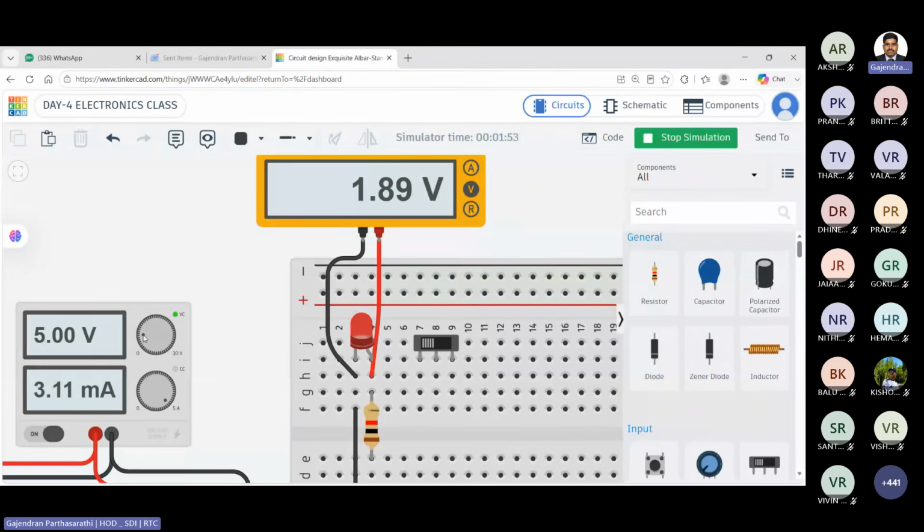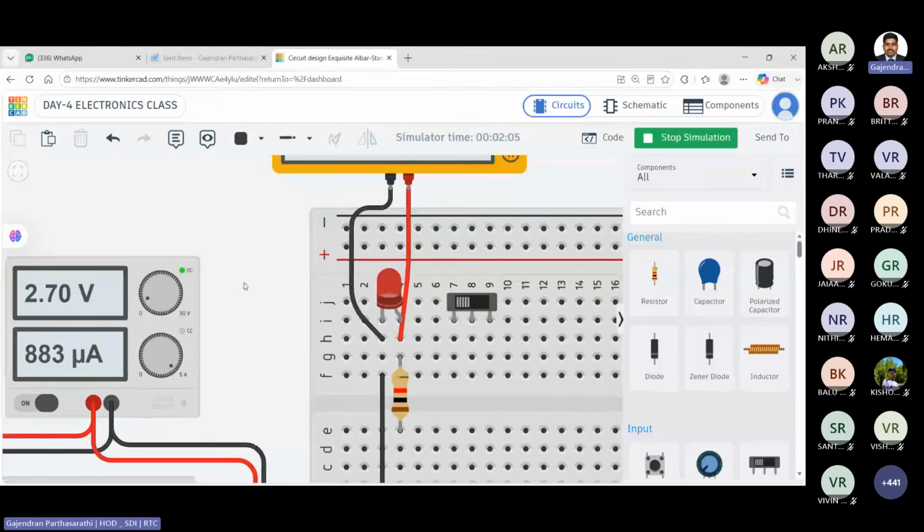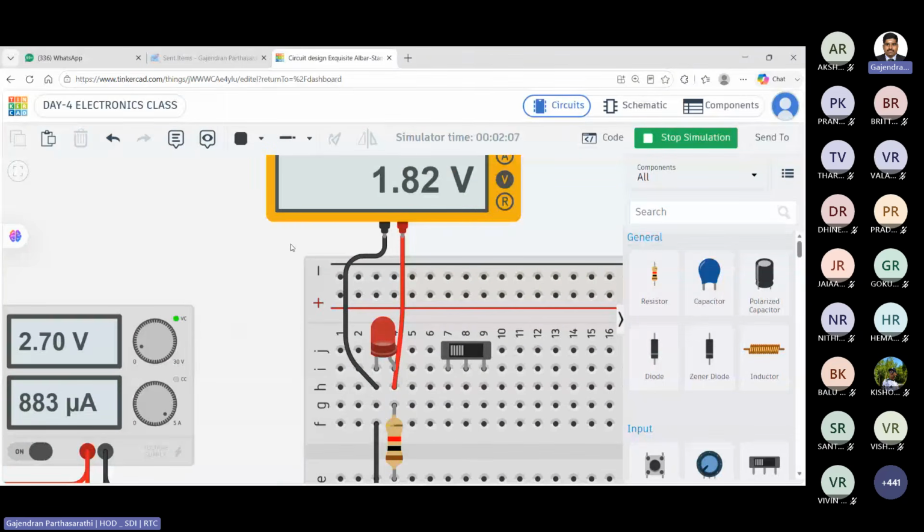Please observe. Now I am keeping the voltage very low. The LED is in the off state. I am slowly increasing the voltage. What is the voltage right now across the LED? 1.82. What is the brightness level?